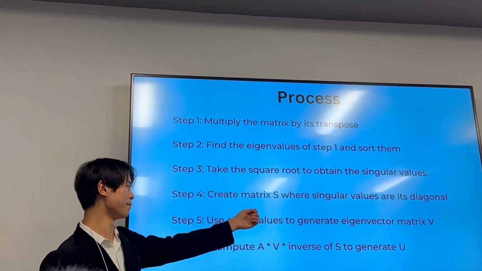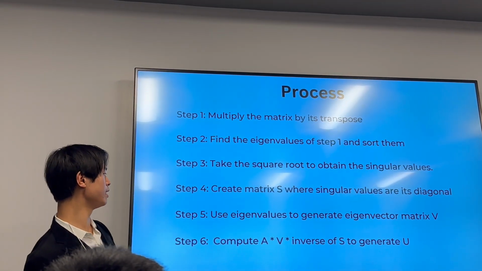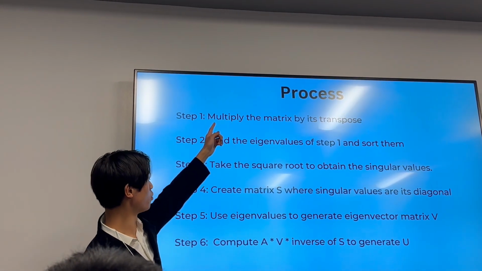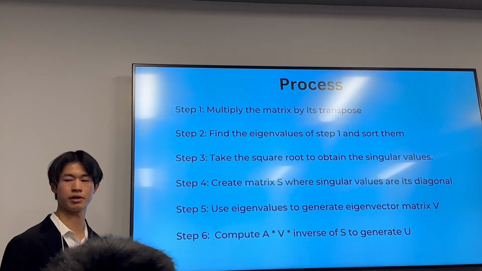Then step 4 is creating a matrix where its singular values are its diagonal. We use the eigenvalues to generate the eigenvector matrix V, and then this product, A, which is step 1, times V times the inverse of the S, we get our new co-occurrence matrix.